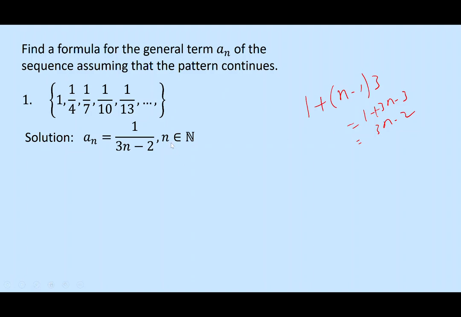And what's with this n? All I'm just saying is n is a natural number. n is an element of the natural number set. That means n takes on values of 1, 2, 3, 4, and so on. Cool? So we have the nth term of this sequence figured out.